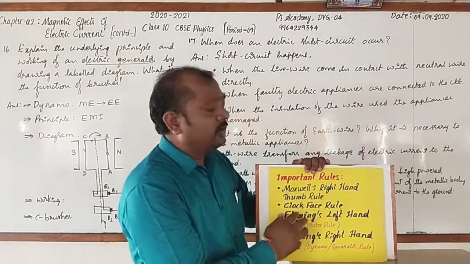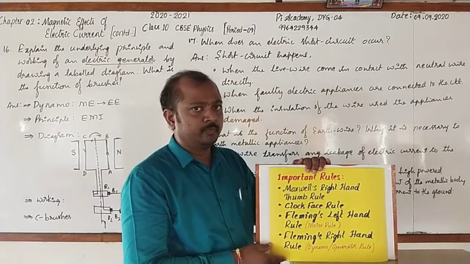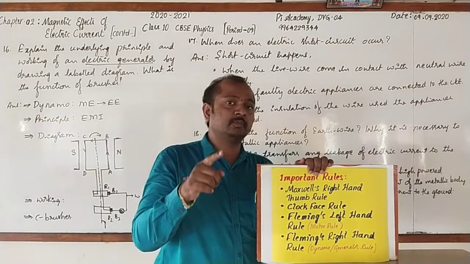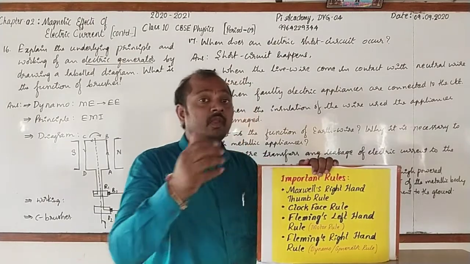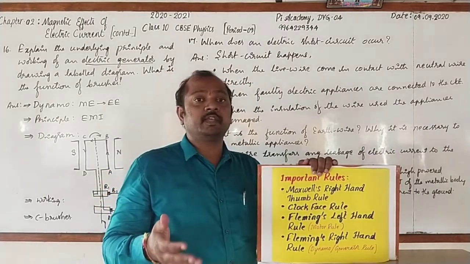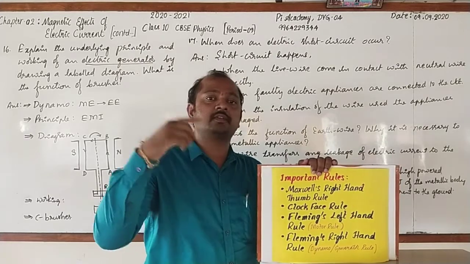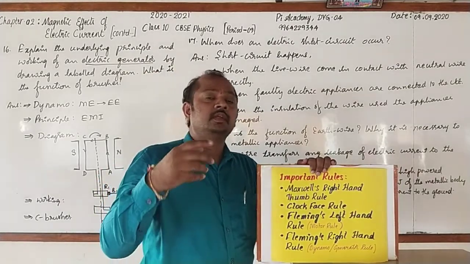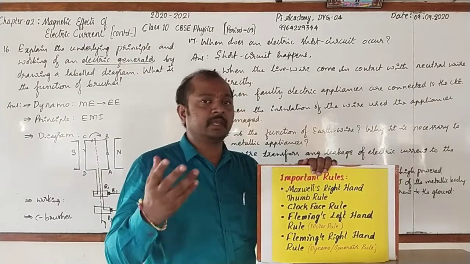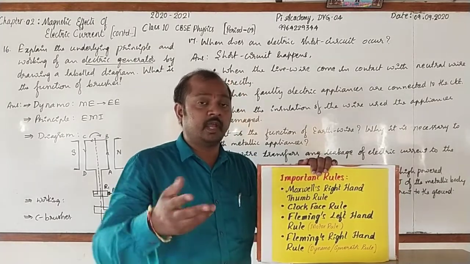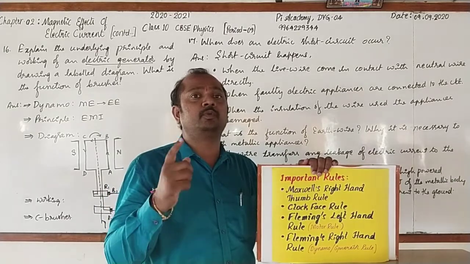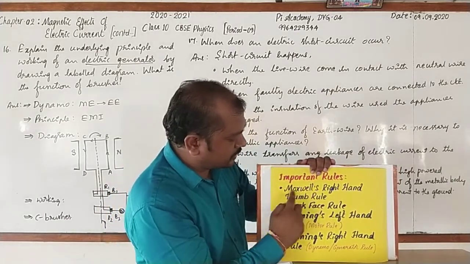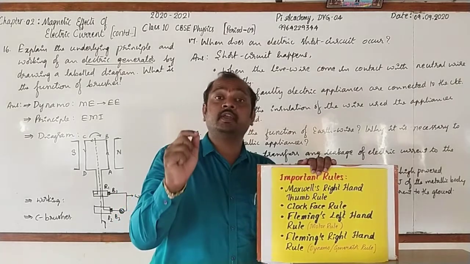Next, with respect to all these, we have some rules. Look here. First, we have come to know the pattern of lines of force around a straight conductor carrying current, a circular conductor carrying current, and a solenoid. In all these cases, the magnetic field is present, and the direction of the magnetic field can be known by using the first rule, which is Maxwell's right hand rule.